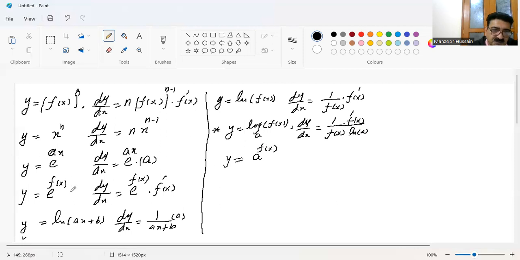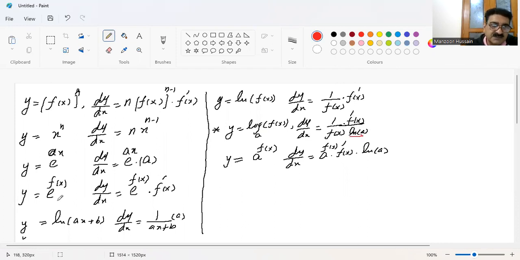Which is corresponding to this formula. It's a power f(x). So the derivative of this is equal to a raised to the power of the function, very important, into the derivative of the function. If you look at this formula, it is exactly the same, but here we also write the ln of a. Keep in mind, whenever the log of f(x) on base a, the derivative is the same as this, except a new term, which is the new term we are writing in addition to this.